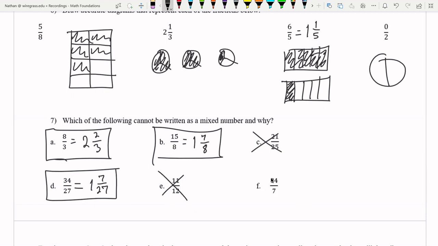And finally, 7 can go into 84. This one's not technically a mixed number because 7 can go into 84, I believe, 12 times evenly. And there's no remainder. There's no fractional part. So this is just a whole number. It's not a mixed number. It's a whole number. So this one can't really be rewritten as a mixed number.